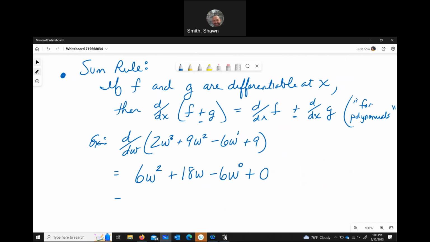Now we're going to simplify that further. What is w to the 0 power? That's always 1. Anything to the 0 is always 1, right? And then 0. So that's it right there. It simplifies to 3 terms. That's your derivative.